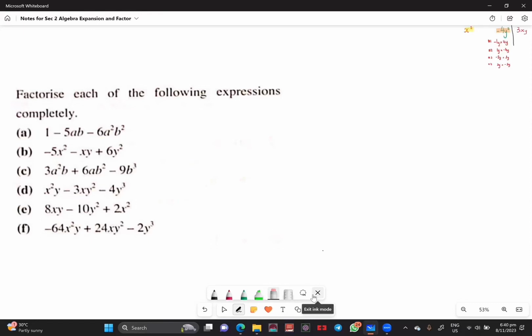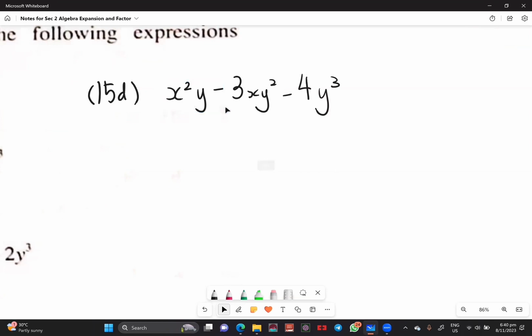Let's talk about 15D together. Now, as you can see over here, for 15D, I'm just going to write it out. It says x squared y minus 3x y squared minus 4y cubed. Correct or not? Now, but before I even use cross factorization, you realize that you can find something common.